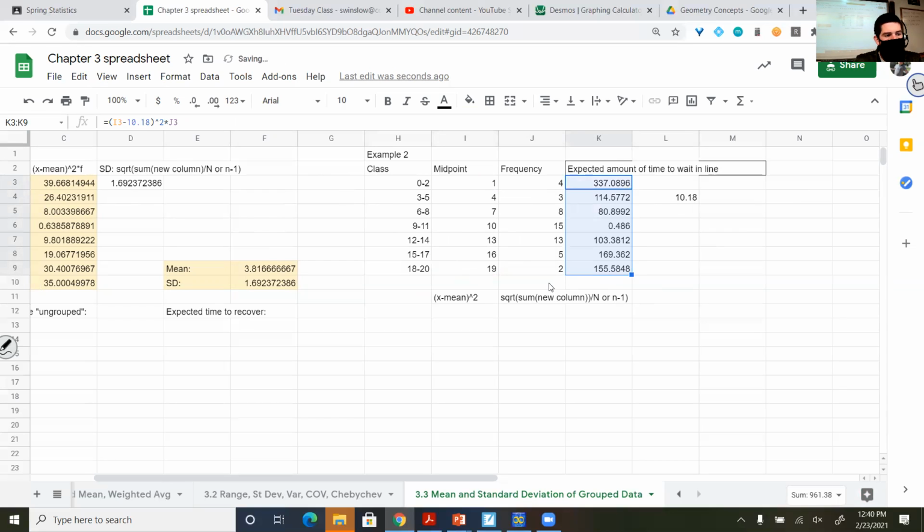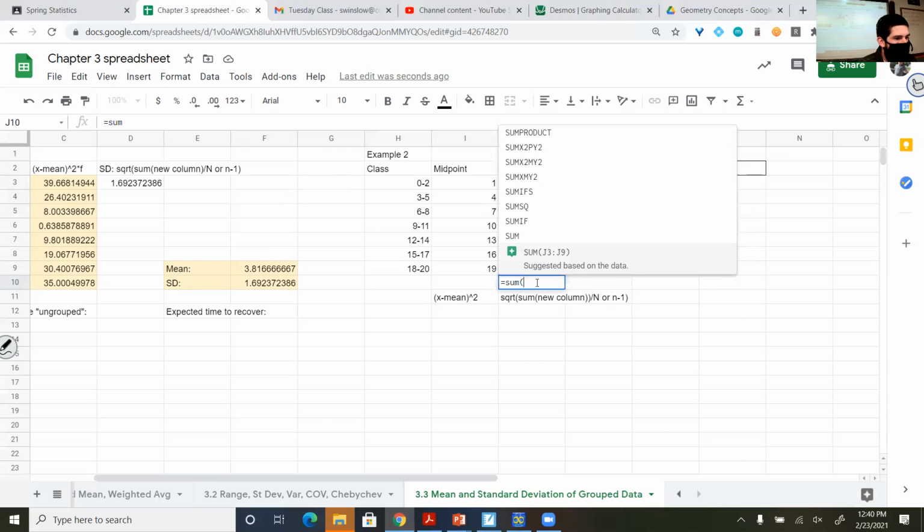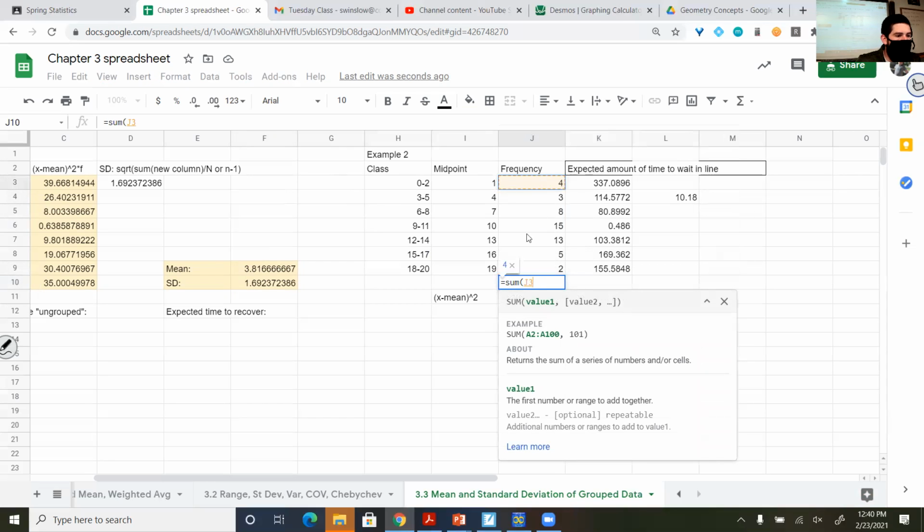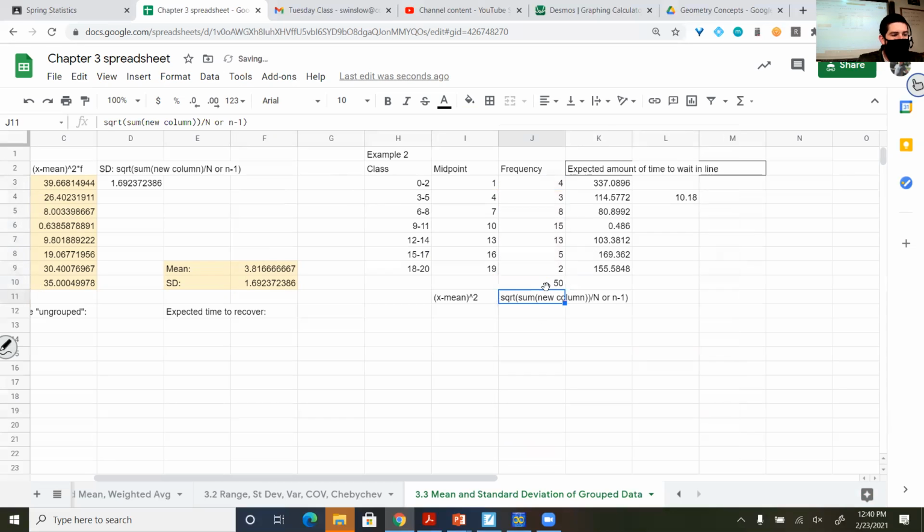Highlight, there we go. All right, so now what I need to do is the square root of the sum of this column divided by my sample size. So I'm going to do n minus 1 again. Now, I don't know my sample size because it's all these numbers added up. So I'm going to do that real quick, the sum of these frequencies. So there is a total of 50. And so now I plan on putting that over here anyway.